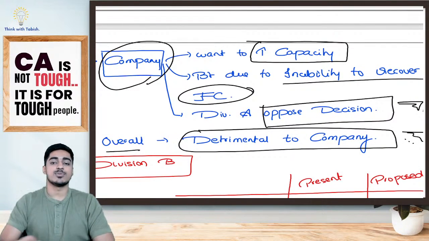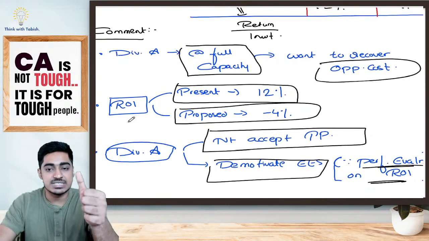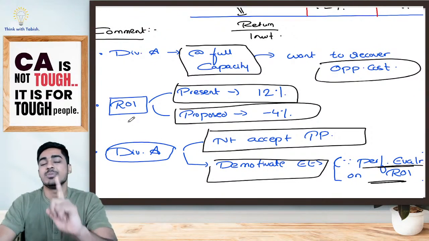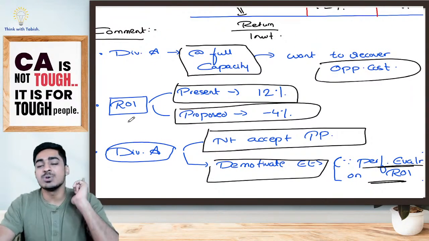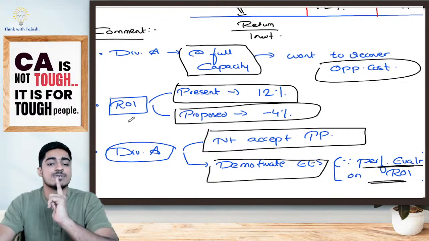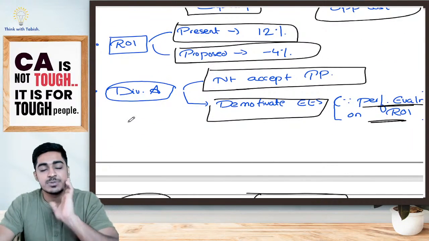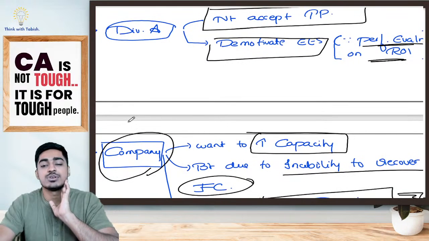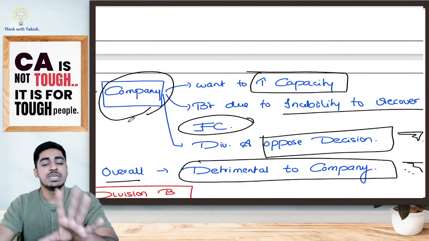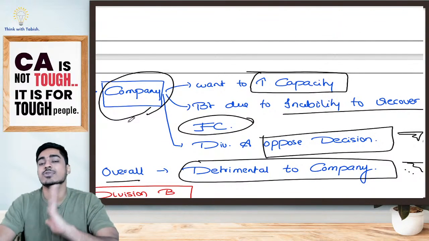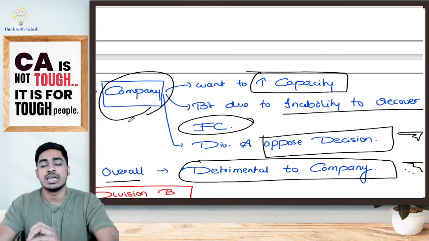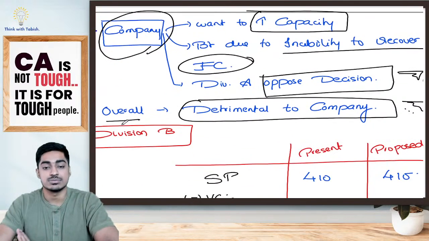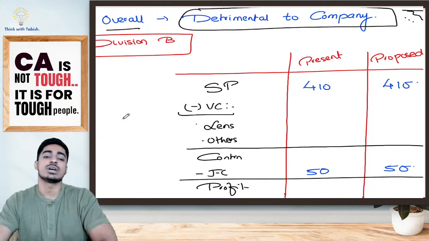The same thing we have written in the form of points. Firstly, we tell what the present and proposed ROI are. Secondly, because we are operating at 100%, at least we want to recover our opportunity cost. At least give us 140 rupees. We will not accept the transfer pricing. Our employees are demotivated. The company wants to increase the capacity, but we will not give cooperation because you are not allowing us to recover at least our fixed cost. So this is detrimental to the company.